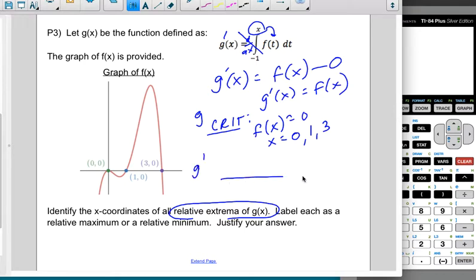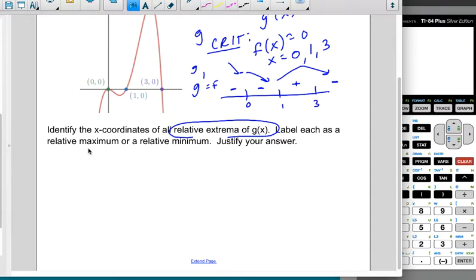G prime is the same as f. So we have 0, 1, and 3, right? So g prime is negative before 0, stays negative from 0 to 1, crosses to positive, and then switches to negative, which means that what g is doing is going down, leveling off, and down again. So that's a saddle, right? Up and then down, right?